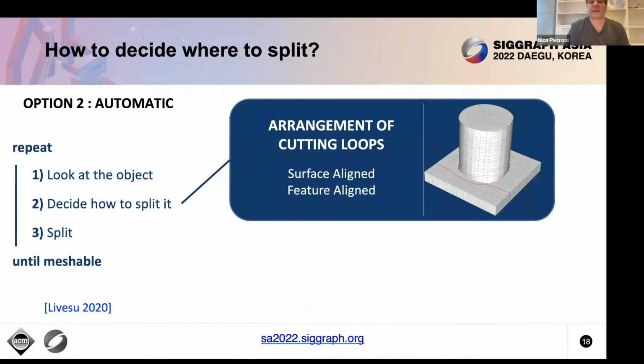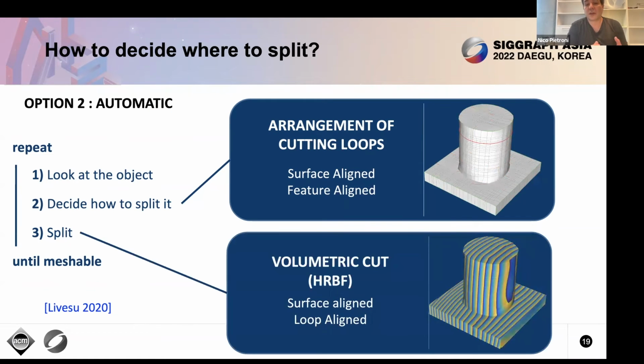The problem is how you split: how you distribute these loops on the surface, and then how you perform this volumetric cutting, where we use a volumetric function to define where to place the cut.